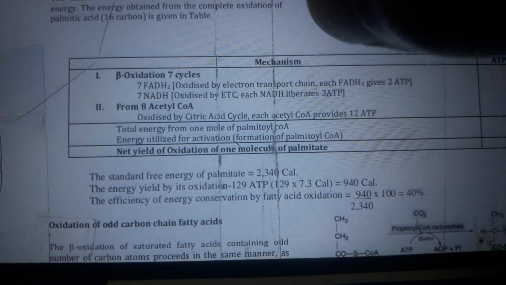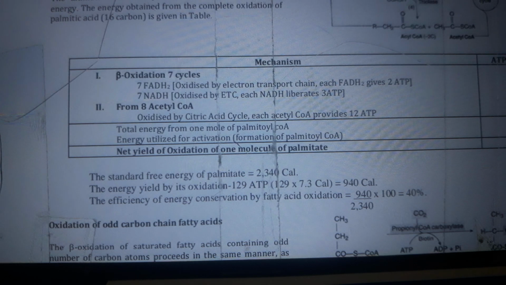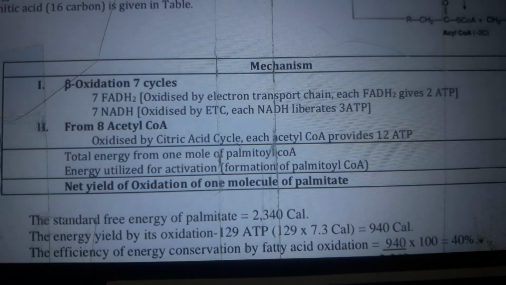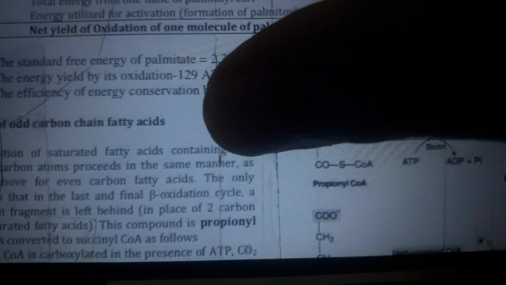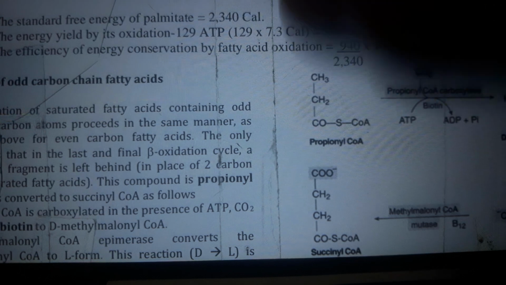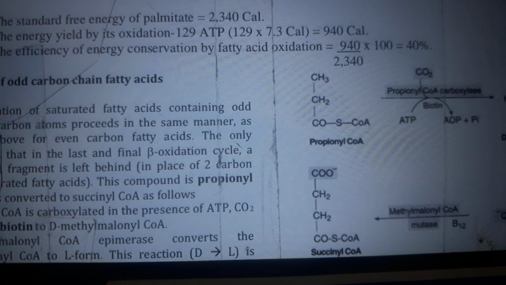Energetics of beta oxidation. The ultimate aim of fatty acid oxidation is to generate energy. The energy obtained from the complete oxidation of palmitic acid, 16 carbon, is given in the table below. The standard free energy of palmitate is 2340 kcal. Energy yield by its oxidation is 129 ATP, or 129 times 7.3, that is 940 kcal. Efficiency of energy conservation for fatty acid oxidation is 940 by 2340, that is 40%.